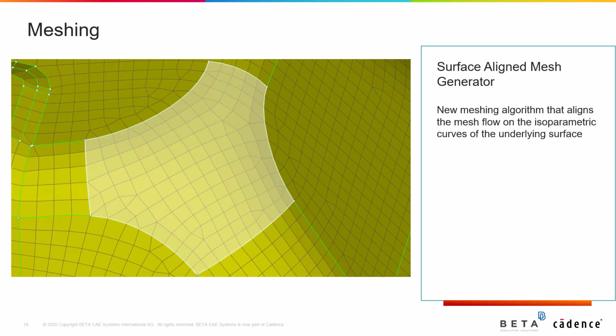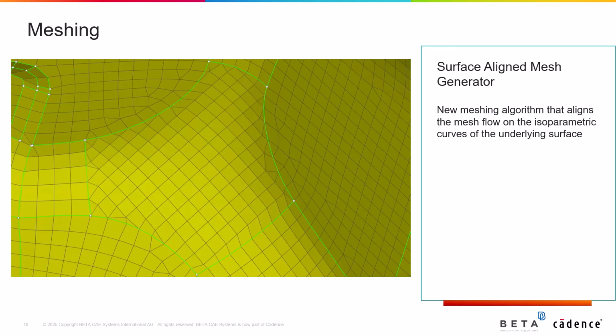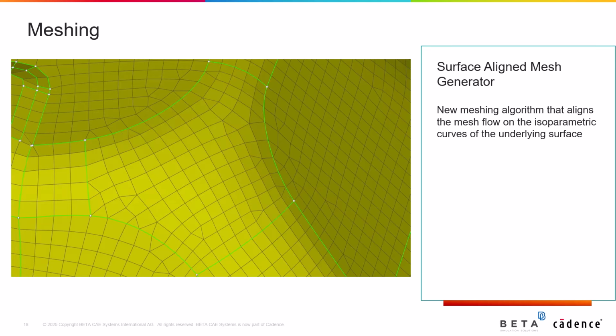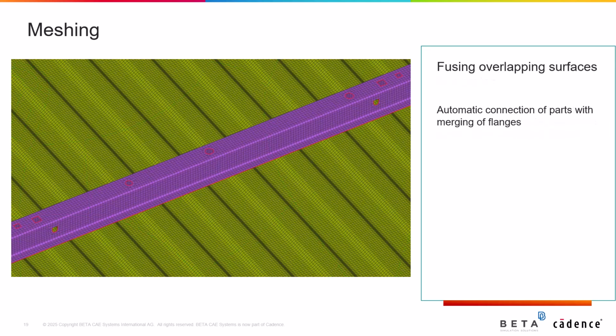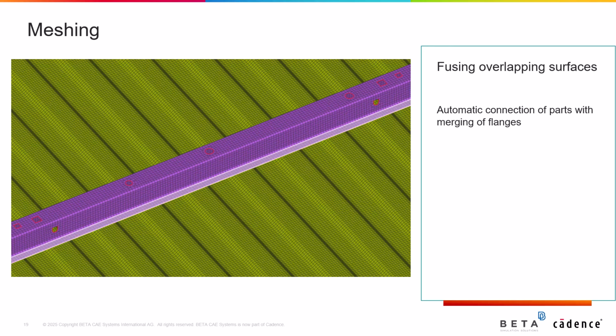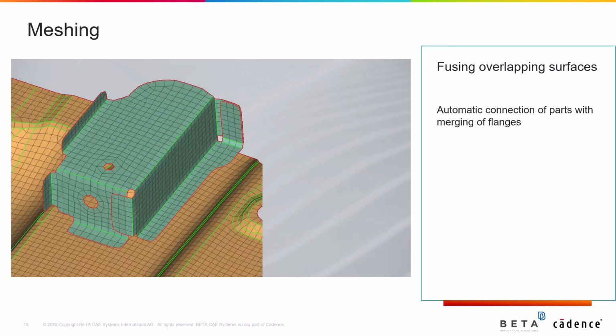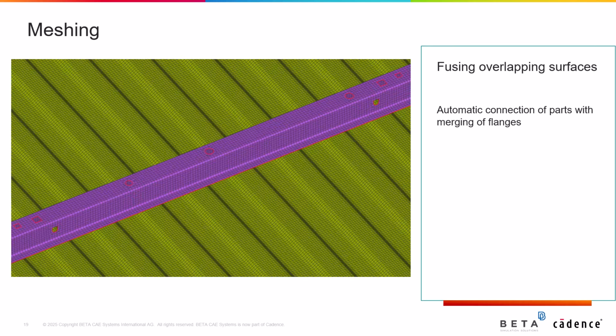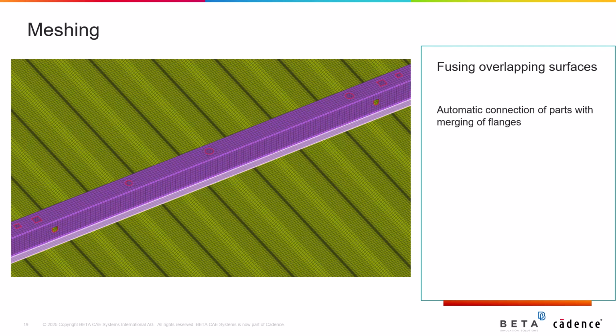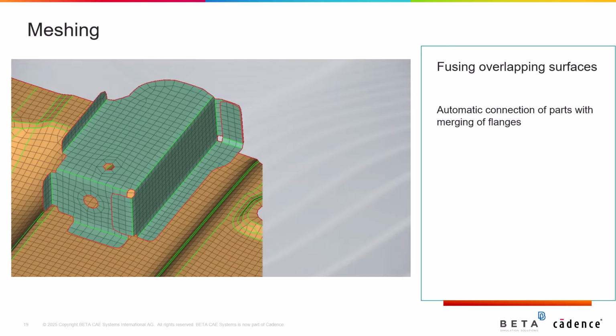Moreover, a new mesh generation algorithm is now available that aligns the mesh flow on the isoparametric curves of the underlying surface. In addition, new tools have been introduced that allow the user to effortlessly connect parts by consolidating overlapping surfaces, such as flanges. The user can choose the result type, whether by completely deleting one of the flanges, keeping both, or creating a new surface with equivalent thickness. This function significantly speeds up the model preparation process for CFD and electromagnetic applications.